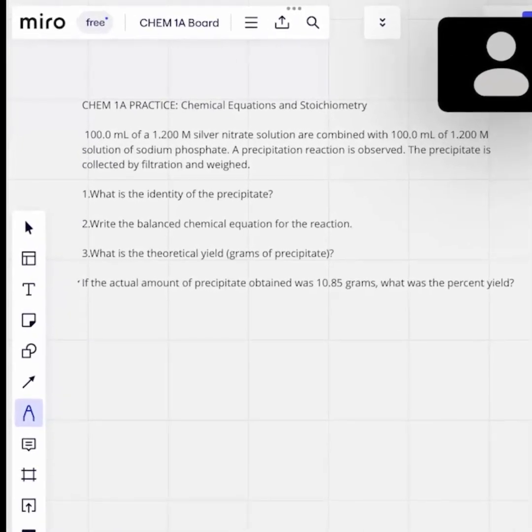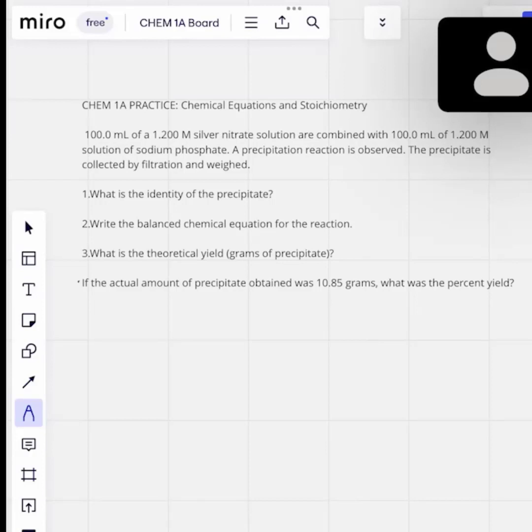This is our practice problem. I'd like for you to maybe pause the video, and if you want to take a screenshot so you can work on it separately on a piece of paper or on a separate electronic device, perhaps. So it says here that 100.0 milliliters of a 1.200 molar silver nitrate solution are combined with 100.0 milliliters of 1.200 molar solution of sodium phosphate. A precipitation reaction is observed. The precipitate is collected by filtration and weighed.